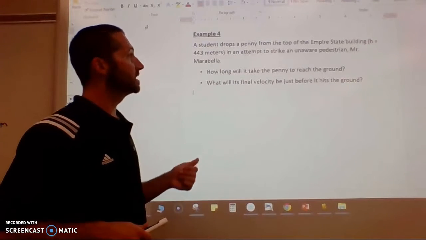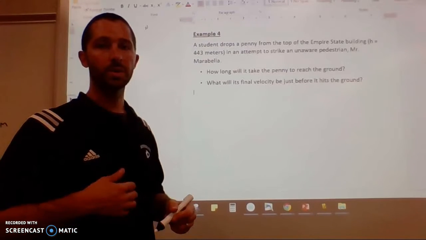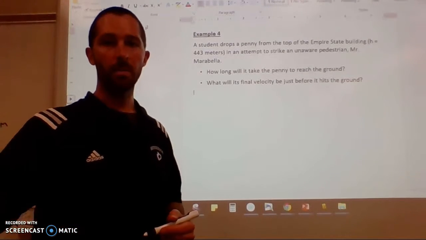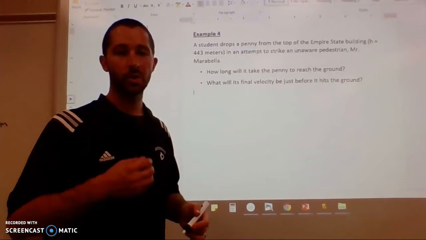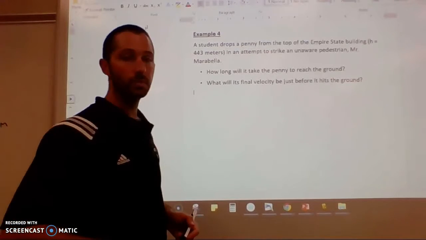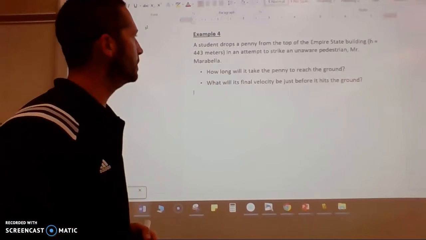I just wanted to do an example problem for you for free fall motion, which is just a specific type of accelerated motion that we've been dealing with. So all the vivovidat charts that we've been working with up until this point are going to follow suit with this type of example problem.